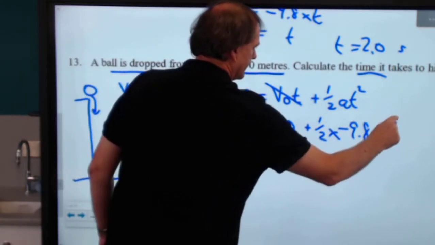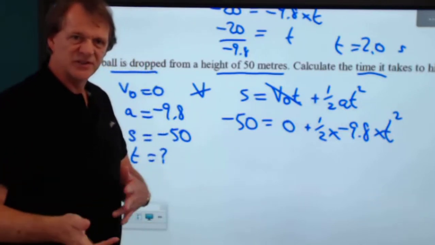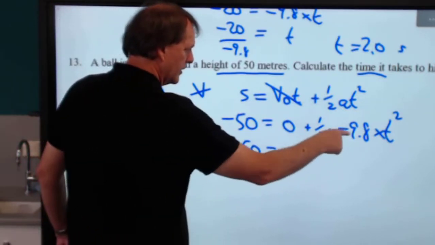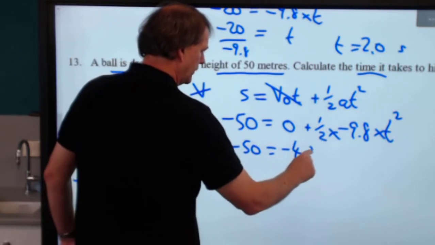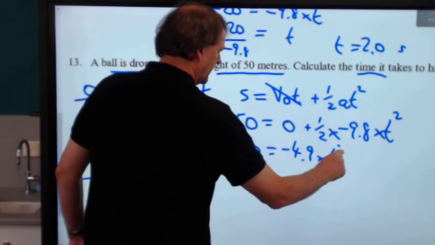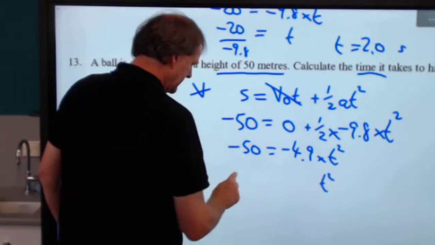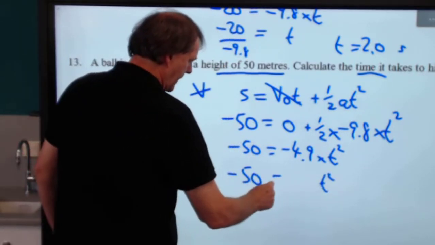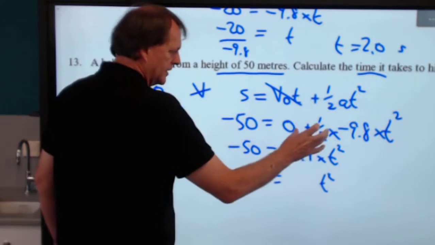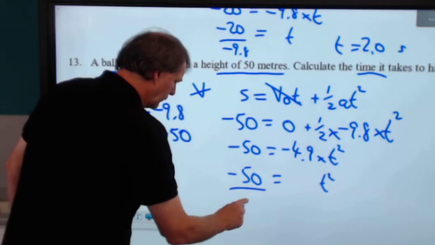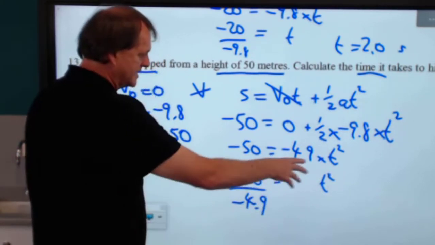times by t squared. Okay, now just rearrange it any way you like here. So you've got minus 50 equals, what's a half of minus 9.8? It's minus 4.9 on the calculator. So again, it's up to you how you rearrange this, but I personally just leave the t squared alone, leave the minus 50 alone, and only worry about reversing the thing I'm trying to get rid of. This is times by minus 4.9. We want to make this divide by minus 4.9, and that's what your t squared is.